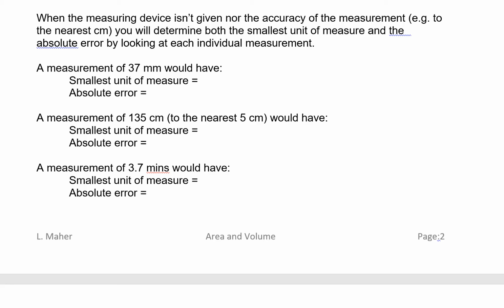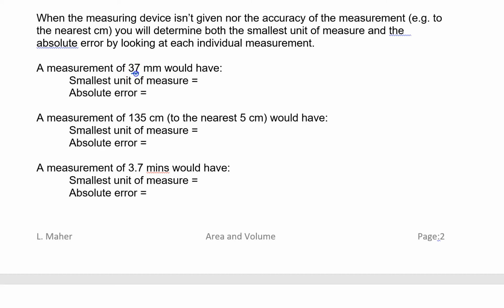Sometimes we're just given a straight out measurement, and we have to be able to work out what the absolute error of that measurement would be without knowing or being able to see the device that was used to measure and give us that measurement. So when we do that, we look in particular at the measurement, because that's all we will have. For example, a measurement of 37 millimeters.